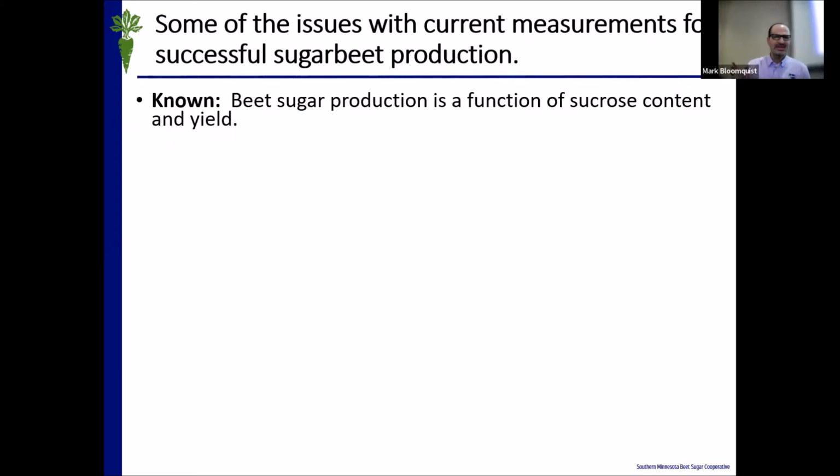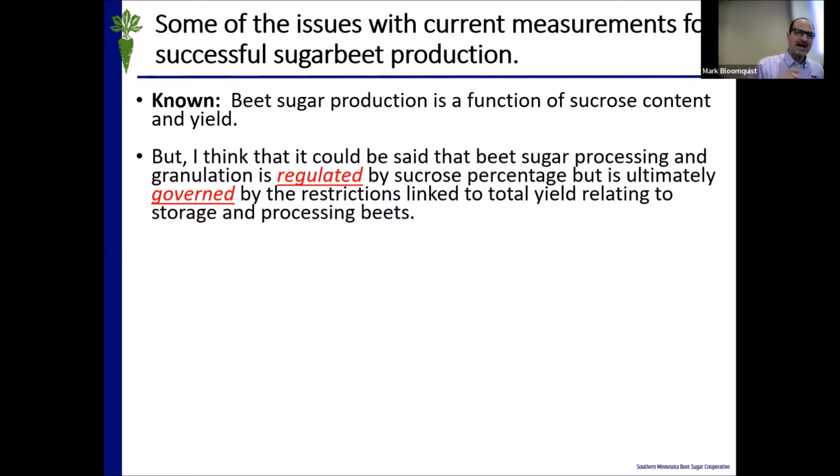So talking about some of the issues with current measurements for successful sugar beet production, we know that sugar beet production is a function of sucrose content and yield. Quite frankly, purity is very important in that sucrose content because it indicates how much that we can extract. But I think that it could be said that sugar beet processing and granulation is regulated by sucrose percentage, but is ultimately governed by the restrictions linked to total yield relating to storage and processing those beets.